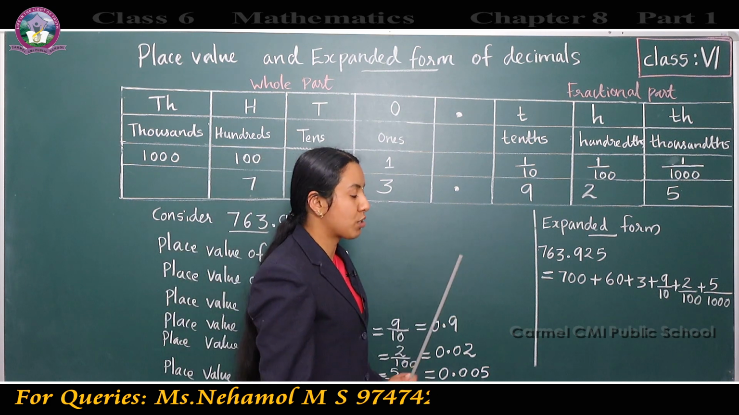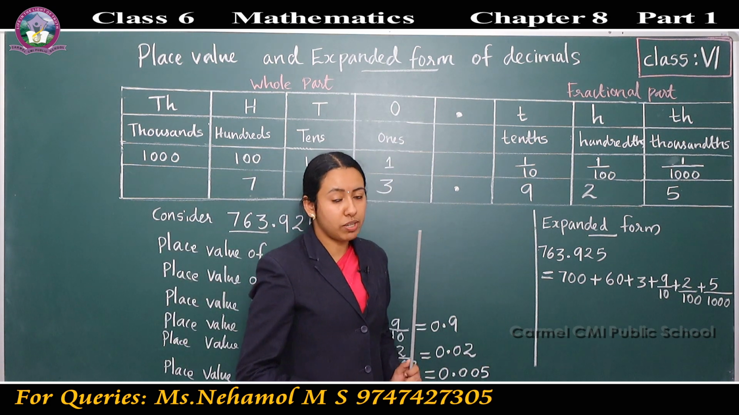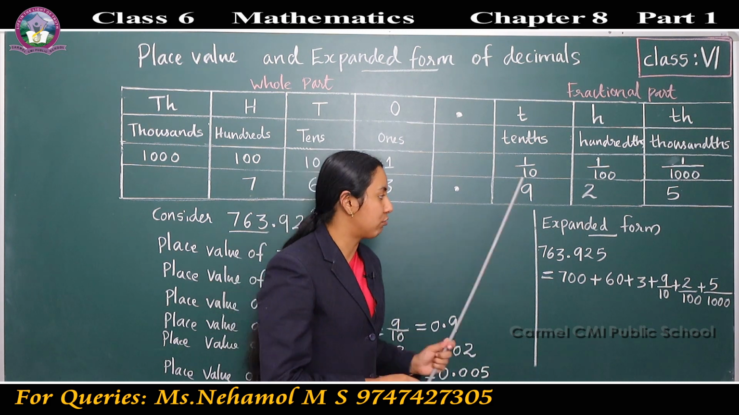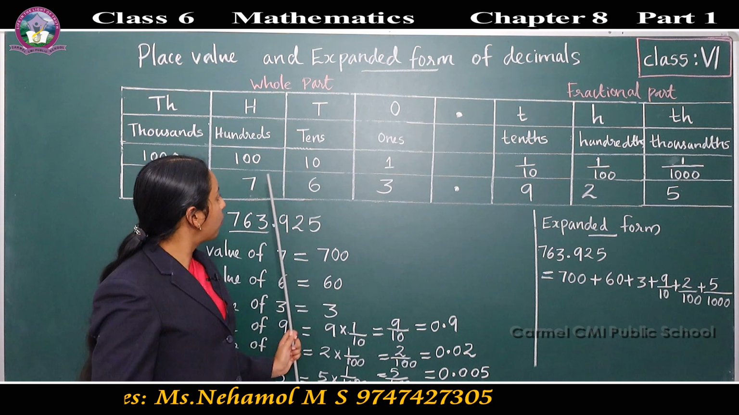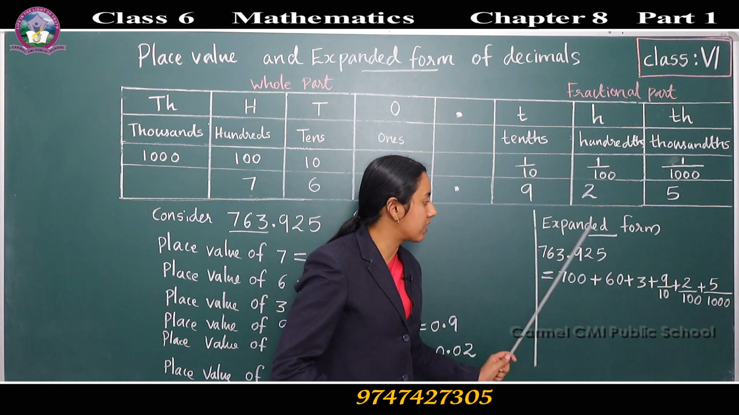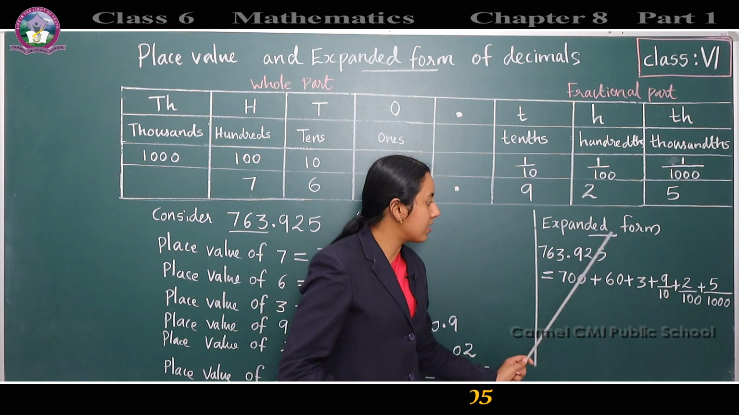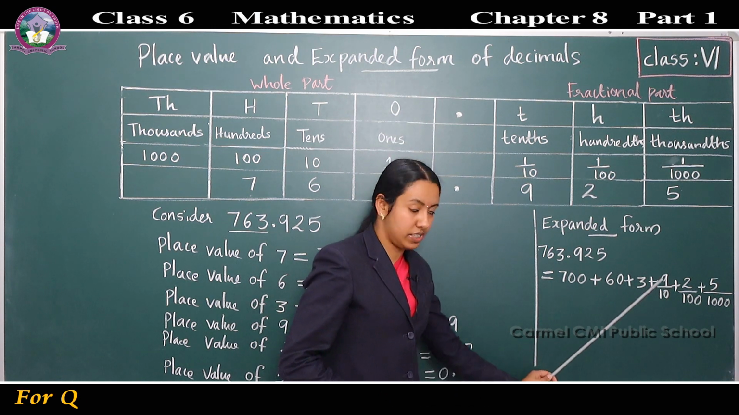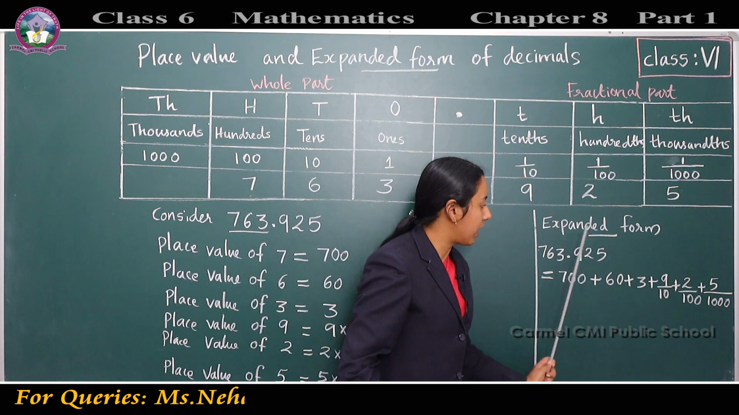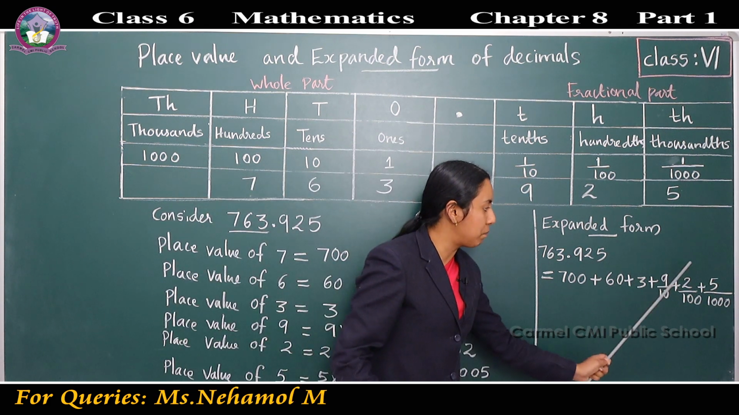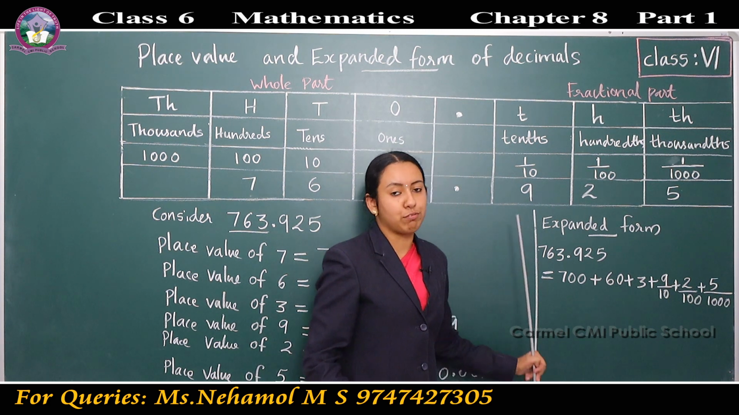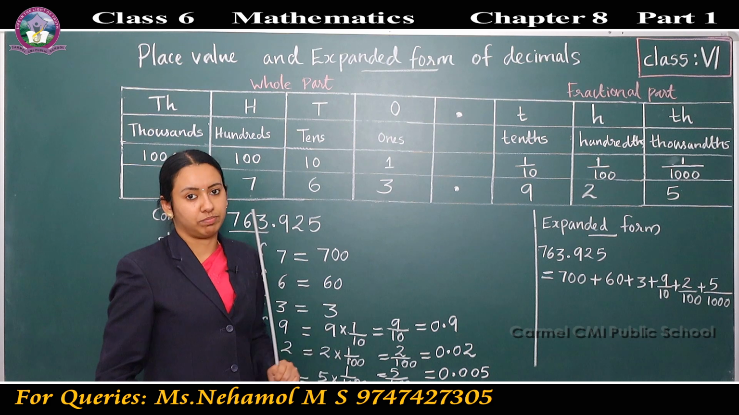Then what is the expanded form? Expanded form means sum of place values. Sum of place values is known as expanded form. So the expanded form of the given number is 700 plus 60 plus 3 plus 9 by 10 plus 2 by 100 plus 5 by 1000. This is the expanded form of the given number.